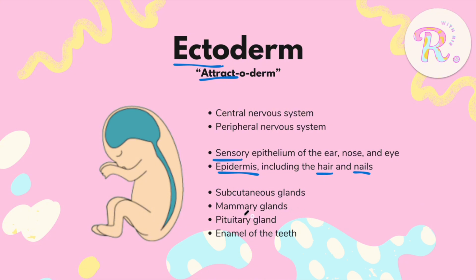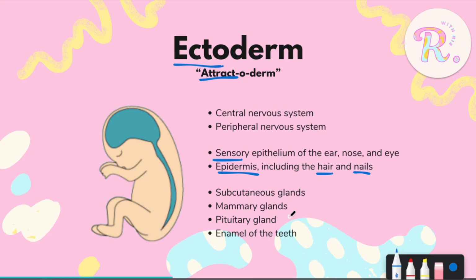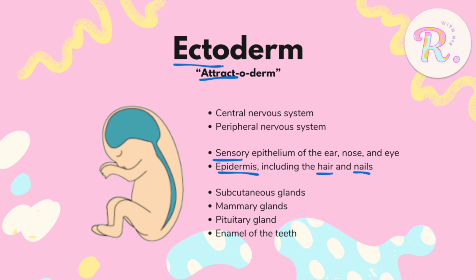And then your pituitary gland. Okay? So, it also plays a role in your personality, which is also part of the things you find attractive in a person. Okay? As well as your enamel of the teeth. Okay? So, di ba, yung iba, ayaw if yellowish yung teeth, yung enamel yung nag-contribute nun. So, all in all, that's your ectoderm, aka attractoderm.